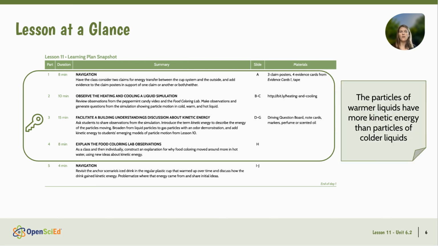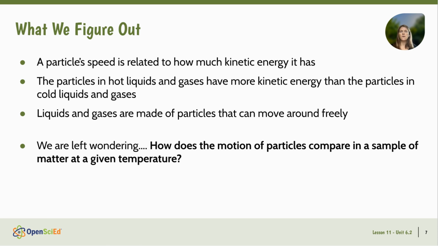From this, we figure out that the particles of warmer liquids have more kinetic energy than particles of colder liquids. So in this lesson, we figure out that a particle's speed is related to how much kinetic energy it has. The particles in hot liquids and gases have more kinetic energy than the particles in cold liquids and gases. And liquids and gases are made of particles that can move around freely. From all of this, we're left wondering, how does the motion of particles compare in a sample of matter at a given temperature?